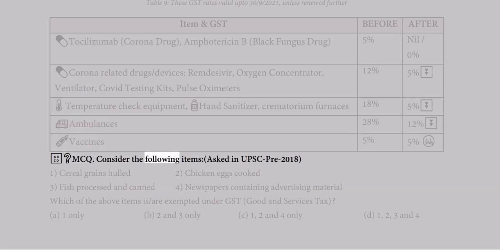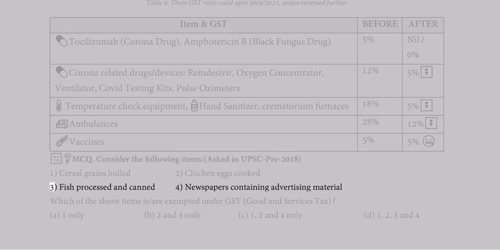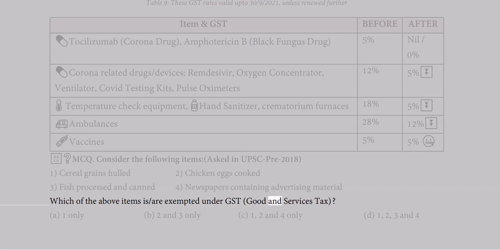MCQ. Consider the following items, asked in UPSC Prelims 2018. 1. Cereal grains, whole. 2. Chicken eggs, cooked. 3. Fish, processed and canned. 4. Newspapers containing advertising material. Which of the above items is or are exempted under GST, the Goods and Services Tax? A. 1 only. B. 2 and 3 only. C. 1, 2 and 4 only. D. 1, 2, 3 and 4.